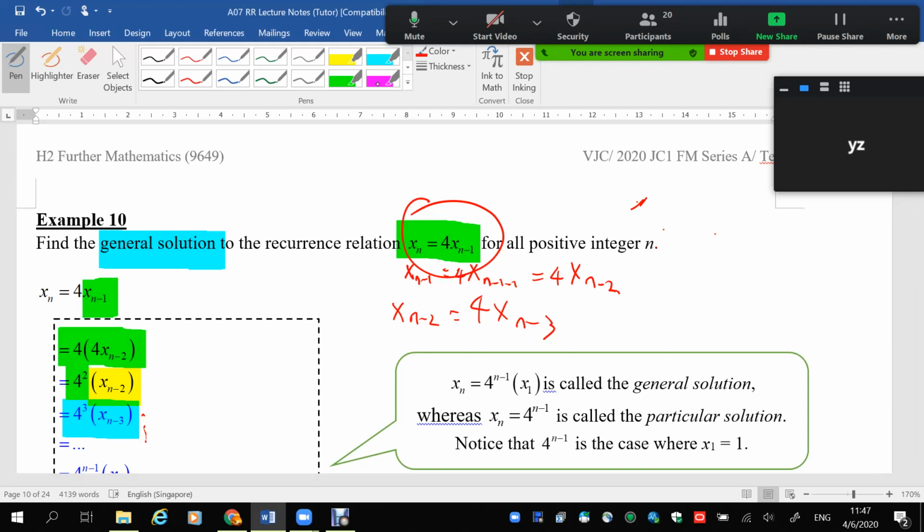Where is the last term? Can you go to x0, or do you stop at x1? So how do I know where's the last term? Look at the question. Positive. So the last term must be x1, right? Okay, so that's how I decide what's my last term.